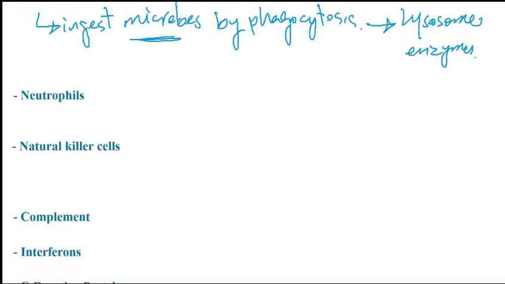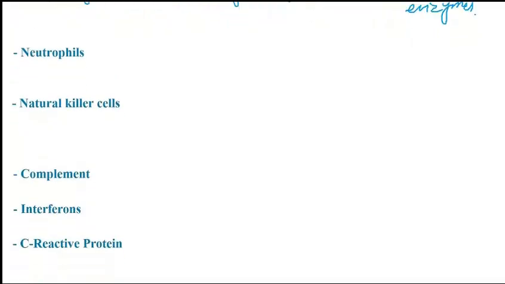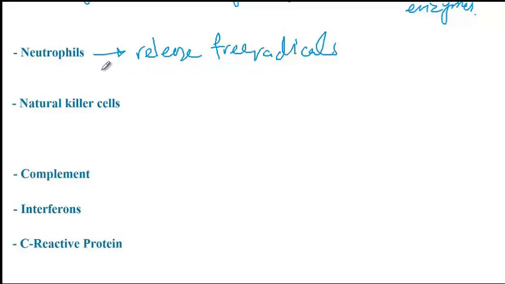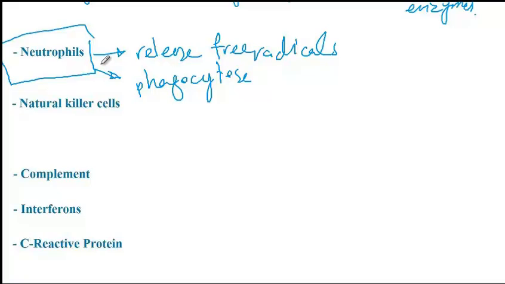The next mode of innate immunity is induced by neutrophils, and these are very similar to macrophages in that they engulf and kill bacterial cells, but they also release free radicals that will kill the surrounding bacteria. So they will both phagocytose and also release free radicals. And neutrophils are the component of pus. So once you have an infection and you say that there is pus formation, it's all the dead neutrophils that you find in that solution that is referred to as pus.